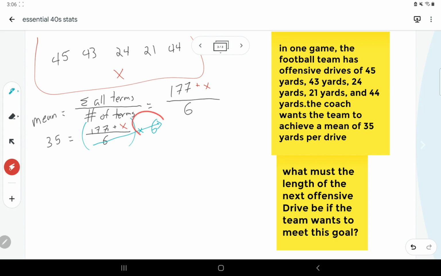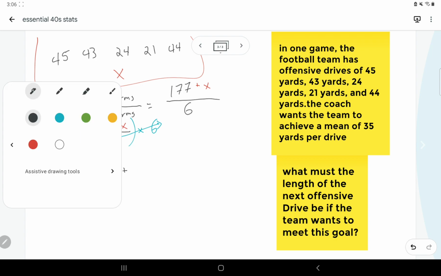But then whatever we do to this side, we must do to this side. So we now have 35 times 6. 35 times 6 gives us 210 equals 177. And then, of course, that's plus x.